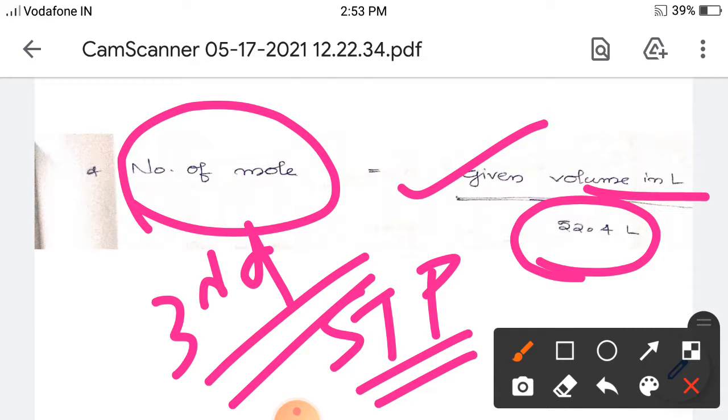So you must learn these three equations by heart. These three equations are very, very important for the NEET examination.